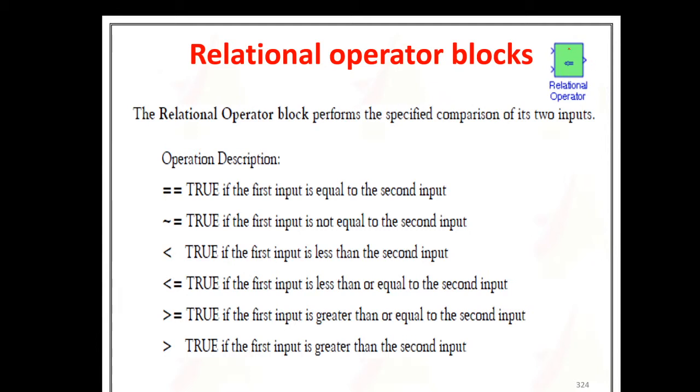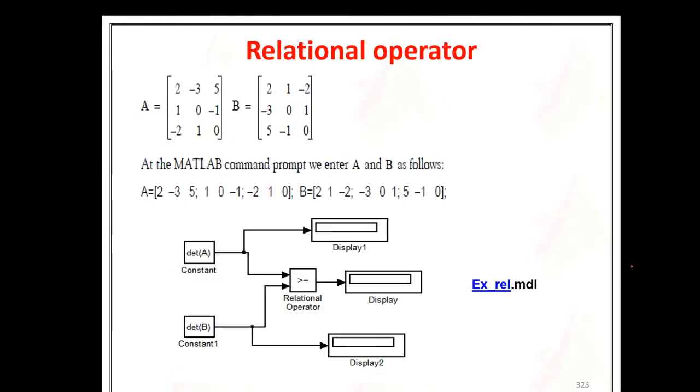There is one relational operator block available, in which these are the possible operations. If you double click this relational operator, it asks whether you want to do equal to, less than, or greater than or equal to, something like that. So this is the relational operator. We are going to do this: we are comparing and getting the output.